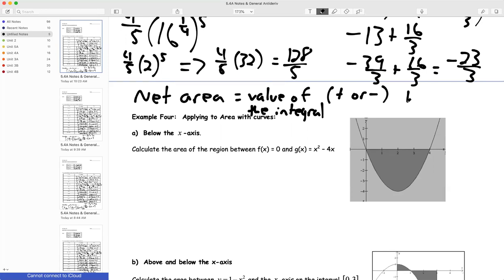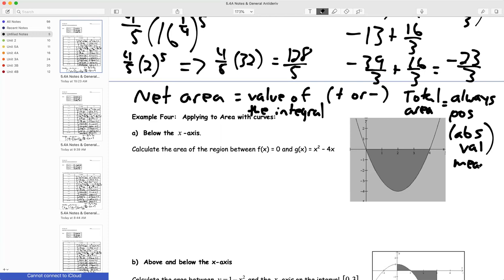Okay? And then we have what is called total area. And total area is always positive. And so sometimes we must take the absolute value. It does not make sense, for example, if we are talking about the area in this classroom, it doesn't make sense to talk about a negative area, right? It's a measurement. Total area is always positive. Many times we're talking about a measurement.